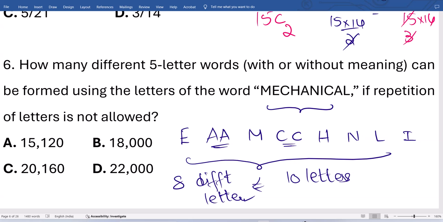8P5 or 8C5 or 10P5 or 10C5, what to do? Repetition of letters is not allowed. Now let me know what to be done for this question. 5-letter word. 5 slots are there.